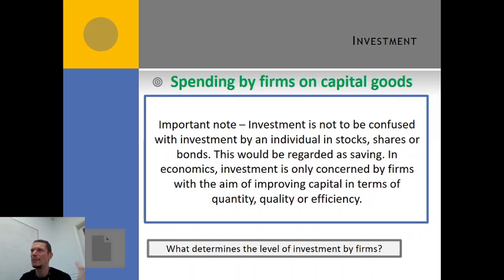Okay, and although in the media we often hear investment, people investing in shares, etc., they're kind of misusing the word investment in an economic sense. So investment is when firms do things. It says there, in economics, investment is only concerned by firms with the aim of improving their capital in terms of quantity, quality, or efficiency.